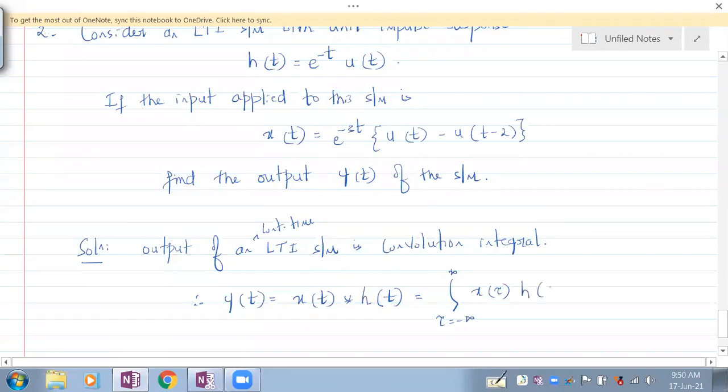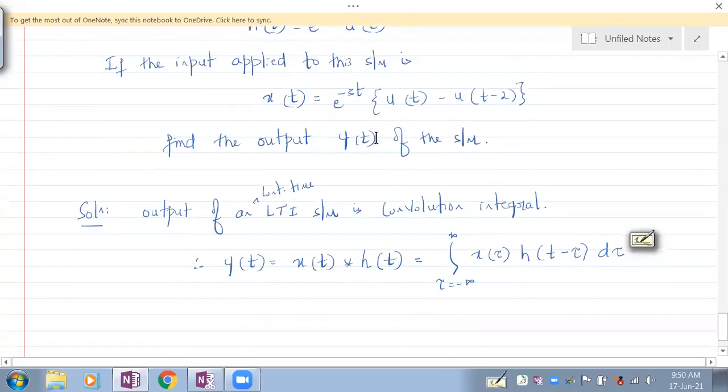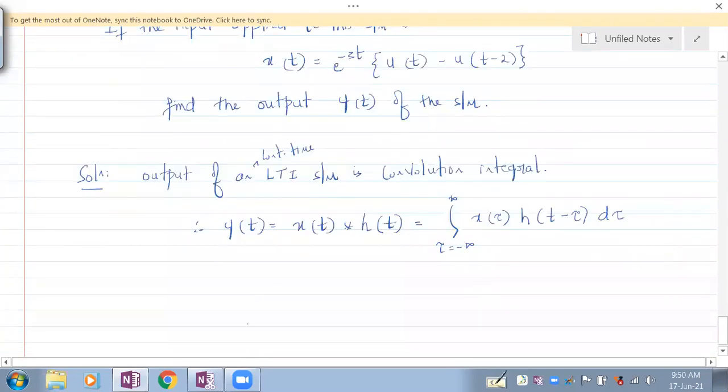h of t minus tau d tau. So this is how it is going to look like. Now let's sketch this signal h of t and x of t itself, and then we shall take that x of tau and h of t minus tau, because all this is there. Or shall we draw? We shall just substitute this itself. Therefore, no problem. y of t.